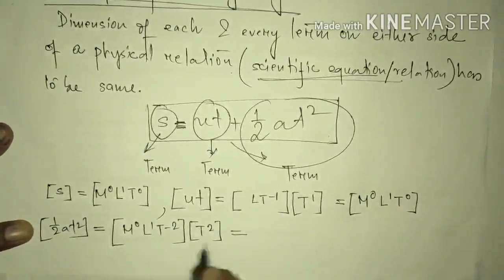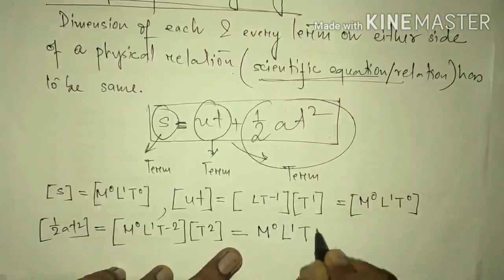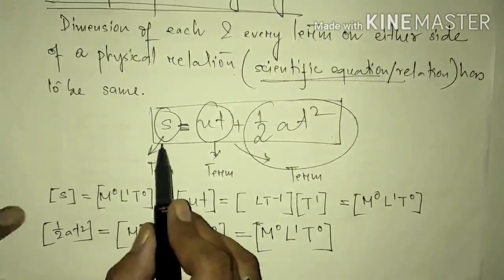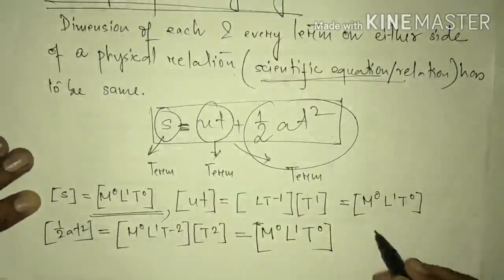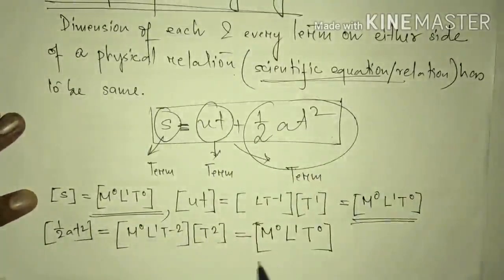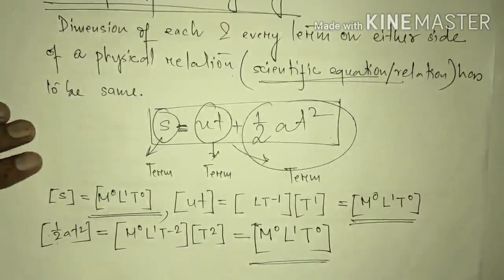So combining these two terms, we can write M to the power 0, L to the power 1, T to the power 0. Now you see the beauty. The dimension of the term s is M0 L1 T0. Dimension of the term ut, again M0 L1 T0. Dimension of the term half at square, again M0 L1 T0. That means what we find? The dimension of each and every term on either side of the equality sign is the same. And therefore we can conclude that it is a correct scientific equation.